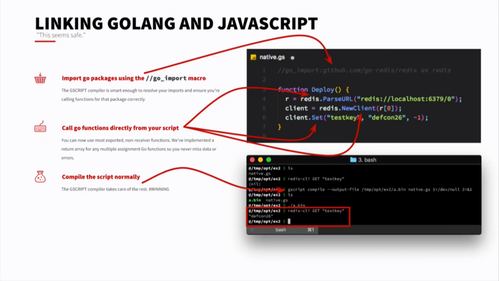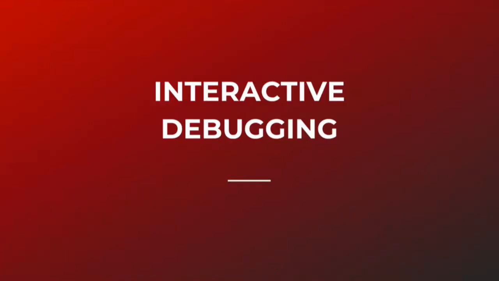So line 5, we create a Redis client, and line 6, we simply interact with it as we would any Go program, right? And then down there, you look at the script, we compiled it normally and ran it, and boom, was able to interact with Redis right from GScript using this native bridge.